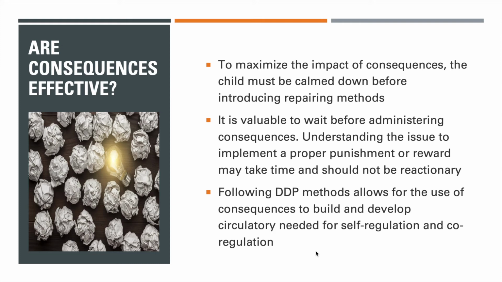It's also important as the person administering the consequence that we take time to fully understand what has happened and come up with a good plan and consequence for the child. If we rush our decision, the consequence might feel inappropriate or the child may reject it entirely. Following DDP methods allows us to use consequences to help build and develop skills needed in a child's development for self-regulation and co-regulation.